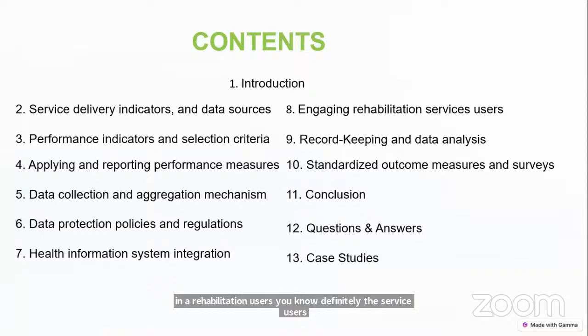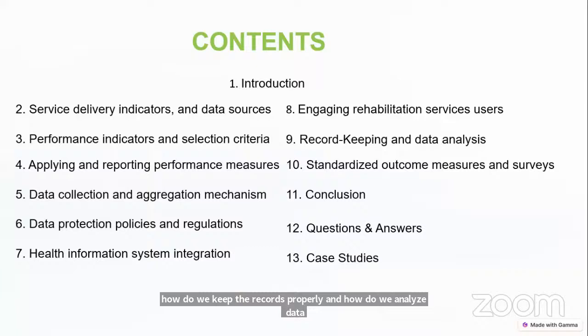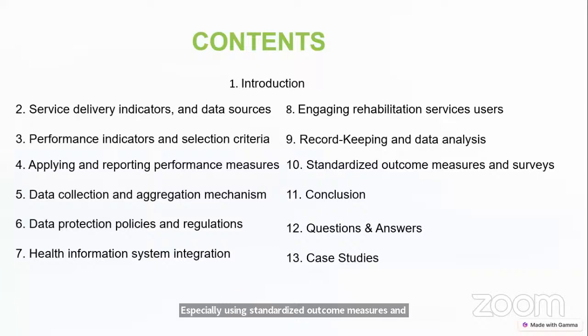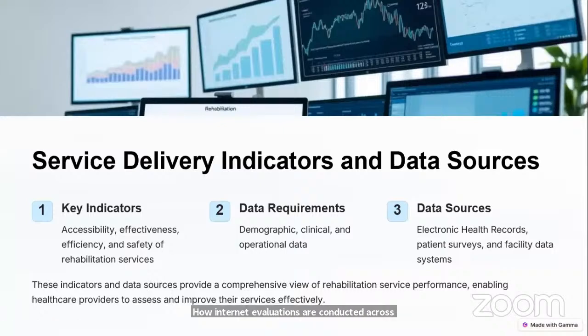And how do we keep the records properly and how do we analyze data, especially using standardized outcome measures and surveys. And from there, we can conclude with a few remarks and we give the floor for questions and answers. And from there, we'll look at case studies. And I think these case studies are the most important or key aspects actually, because we'll look at how monitoring and evaluation are conducted across the globe, in sub-Saharan Africa and somewhere within Nigeria.